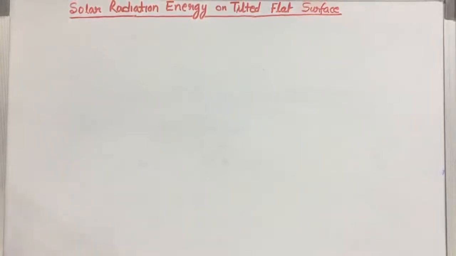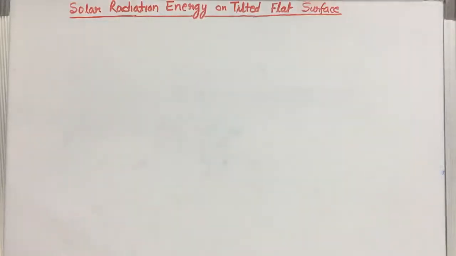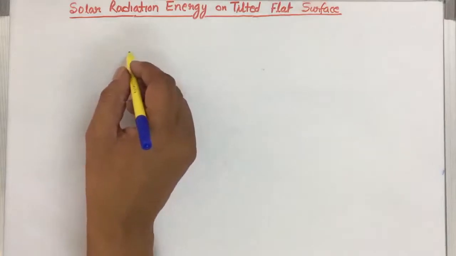Yesterday we have seen the earth centric coordinate system and local centric coordinate system individually, and we derived the relation to find the solar radiation's energy on any flat plate collector when it is horizontally placed. Today our aim is to find the radiation's energy on a tilted flat plate collector. So let us start from the previous study.